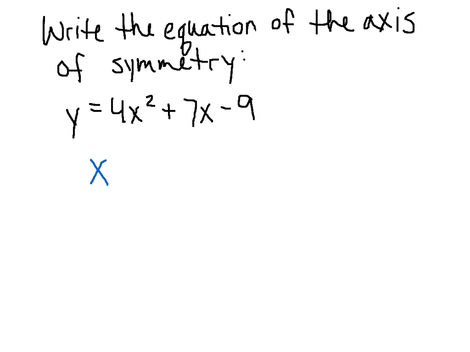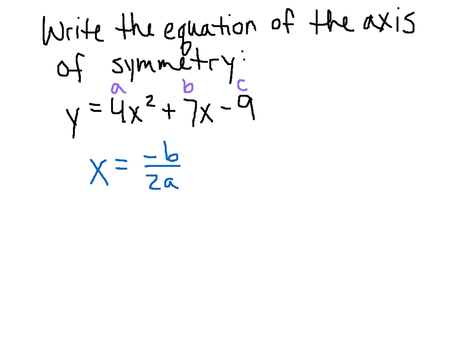So the formula is x equals negative b over 2a. We find the variables b and a by looking at our original equation. A is always the number in front of x squared, so in this case that's 4. B is always the number in front of x, that's going to be 7. And C is always the number without a variable, in this case that's negative 9.